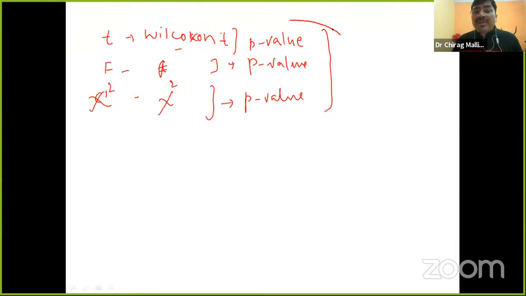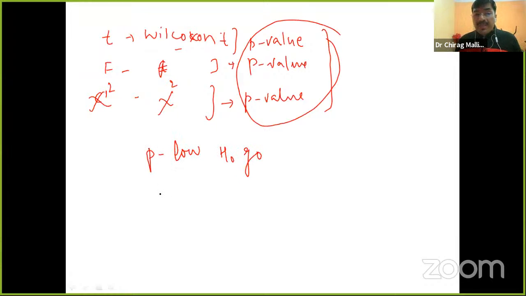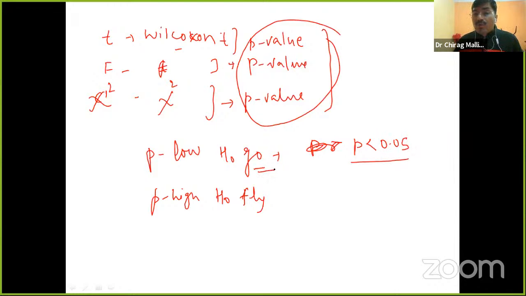When we are getting the P value, there is no worry about accepting or rejecting the null hypothesis. So what is the rule? P low, null go. P high, null fly. What does that mean? If P is less than 0.05, then null go: we reject the null hypothesis. If P is greater than 0.05, null fly. Fly means accept: you accept the null hypothesis.